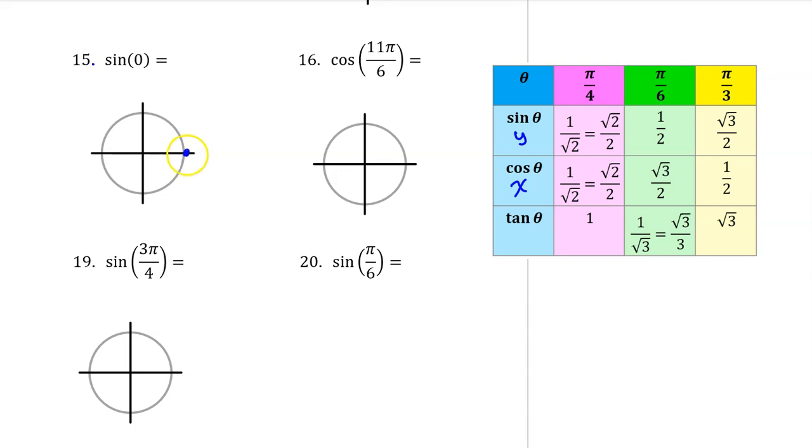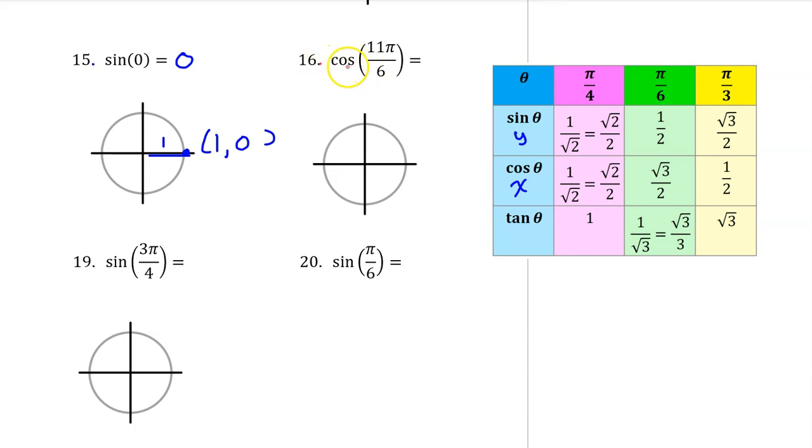0 is right here. It's the starting point. We are on the line, so we are going to use coordinates. This is the unit circle with a radius of 1. Therefore, the x-coordinate is 1. We are 1 to the right. The y-coordinate is 0. On the unit circle, sine is the y value. So, the y value here is 0. Therefore, the sine of 0 is 0.